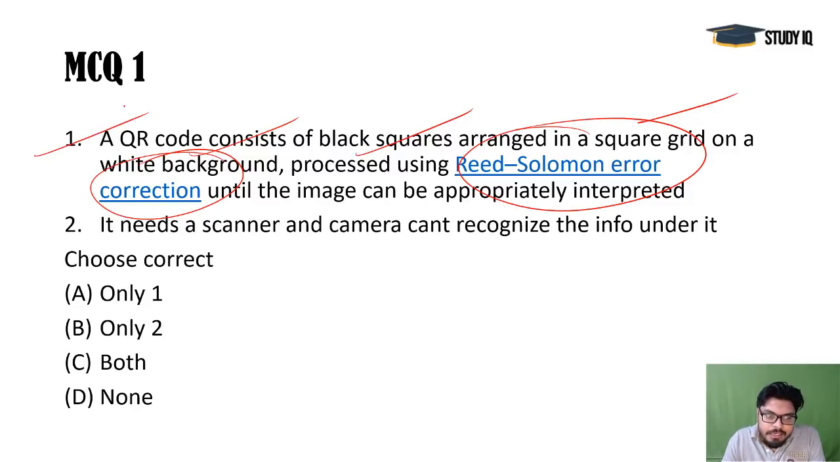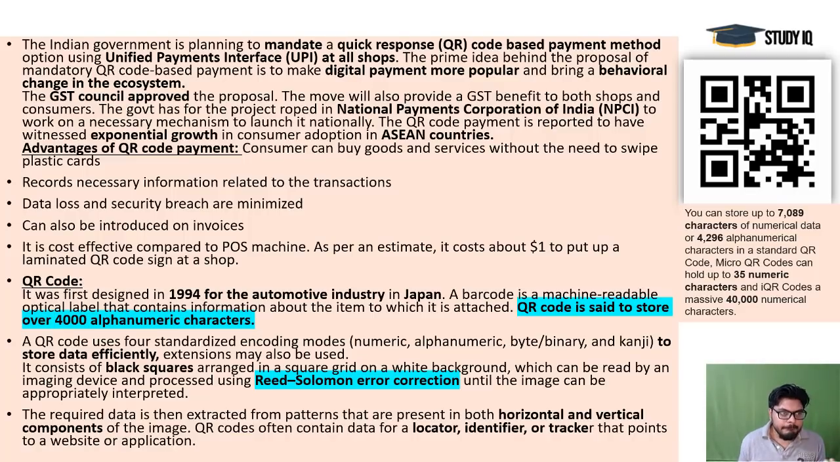Second statement: it needs a scanner. That's correct. And the camera cannot recognize the information under it. No, the camera can also recognize the information. You see, it actually needs software here, and the camera can capture the image and then the image can be processed. So it is only about the image that is taken by the scanner or the camera, and the particular software using Reed-Solomon technology is going to interpret the information. So only one is the correct answer, the second is wrong.